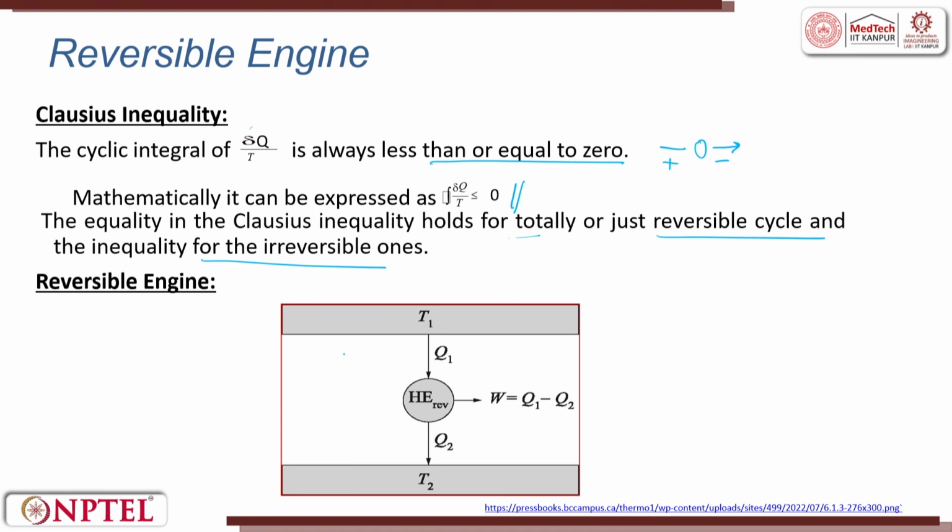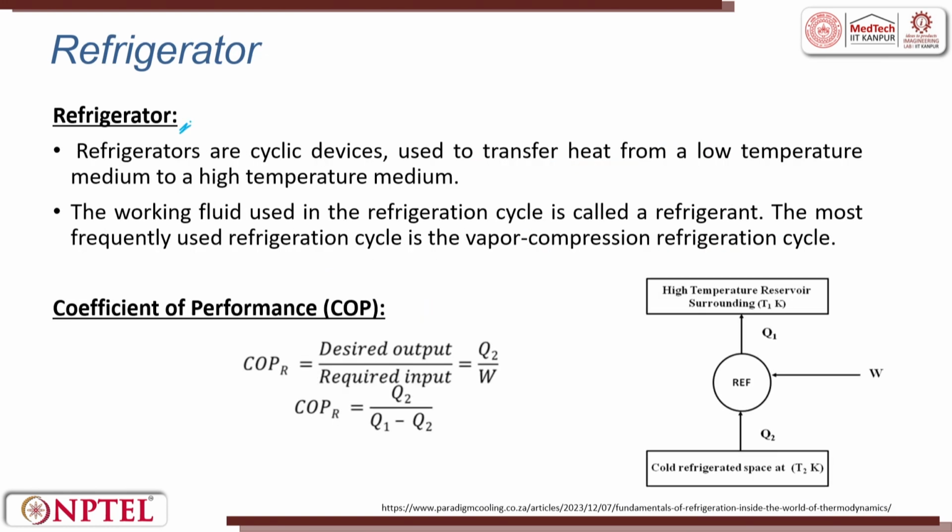So, this is a reversible engine. T is the temperature, Q1 is the heat, which goes to the heat engine, which is reversible. Q2 is what comes out after doing work, which goes to the sink. Let us look at the refrigerator.